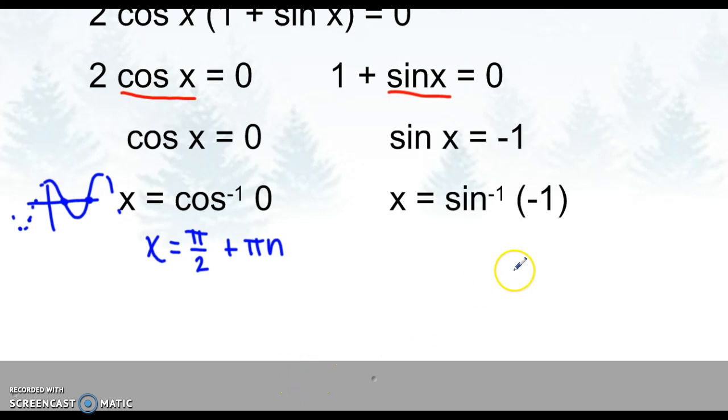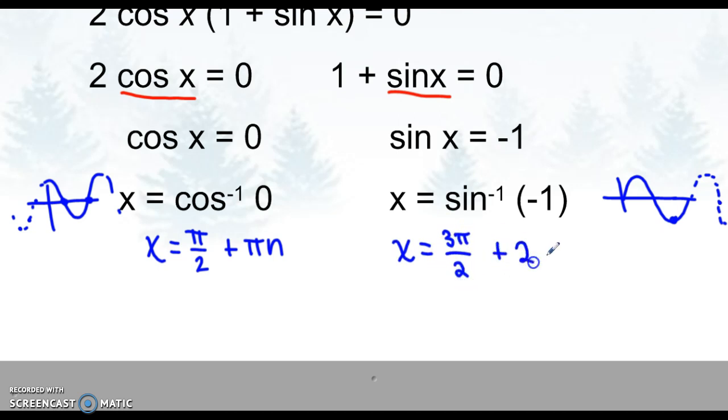Then we're going to take a look at our sine value, and we're looking where our sine function is -1. And that's down here at 3 pi halves. And that doesn't happen again for another full period. And remember, the period for sine is 2 pi. So x equals 3 pi halves plus 2 pi n.